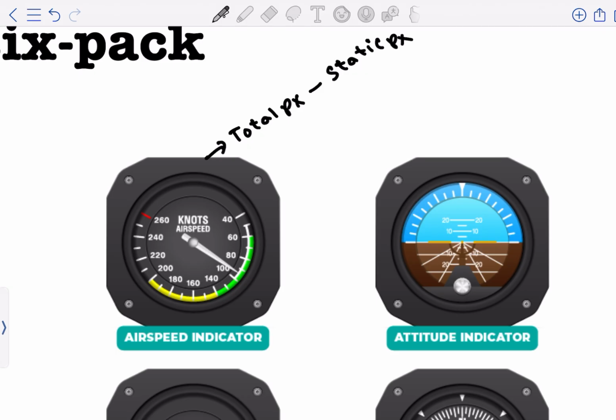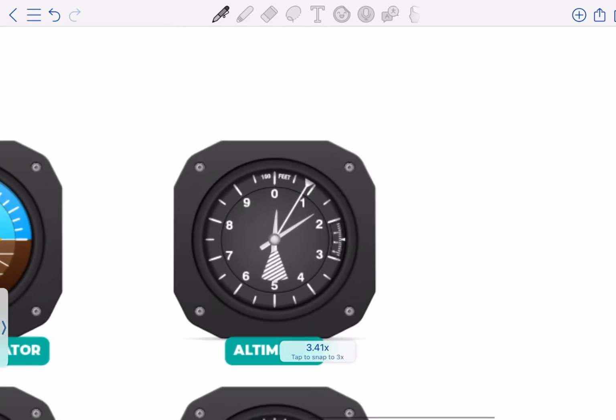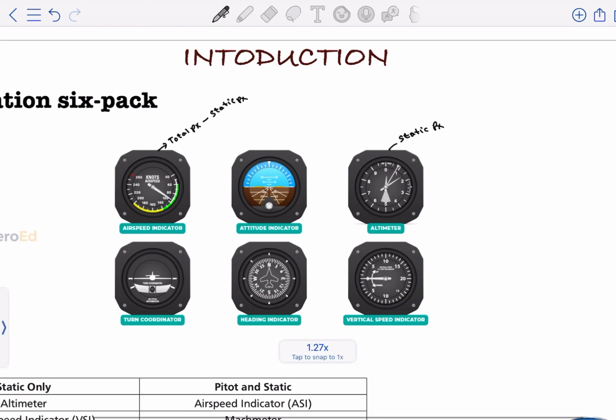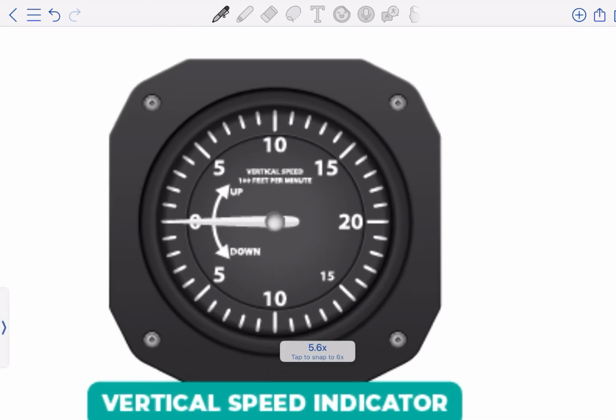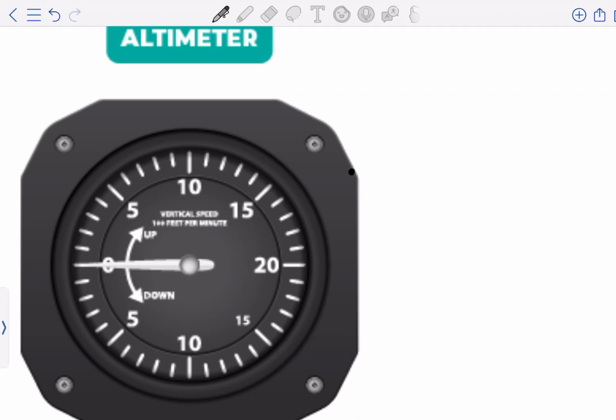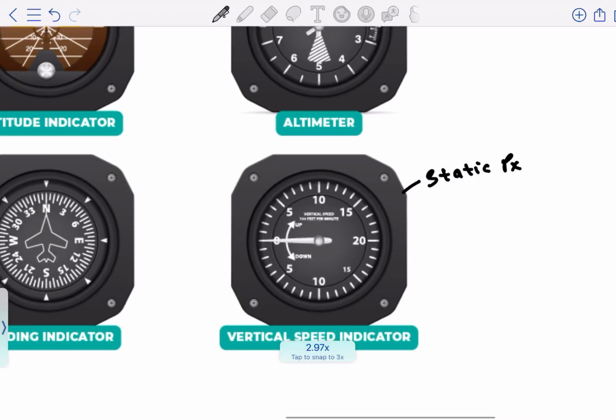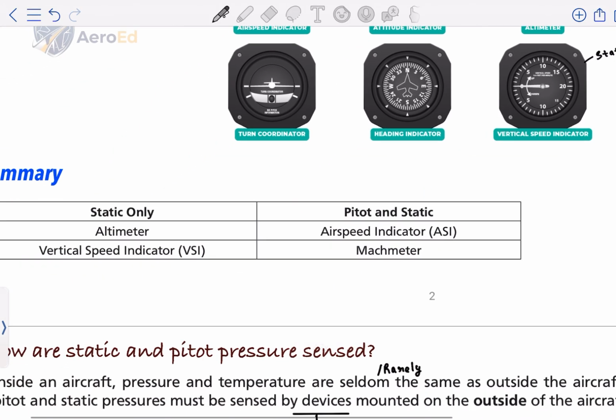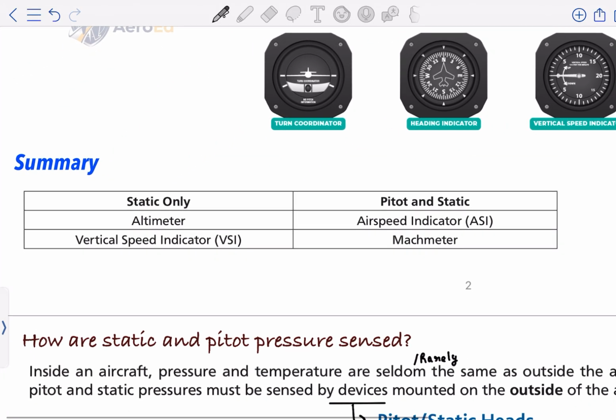Okay, all right. Next is the altimeter. The altimeter works on static pressure. Next I'm going to talk about the vertical speed indicator. The vertical speed indicator also works on static pressure. In the next videos I will explain how these instruments work. But for now you have to learn that static pressure is used in the altimeter and vertical speed indicator, and pitot and static pressure are used in the airspeed indicator or Mach meter.